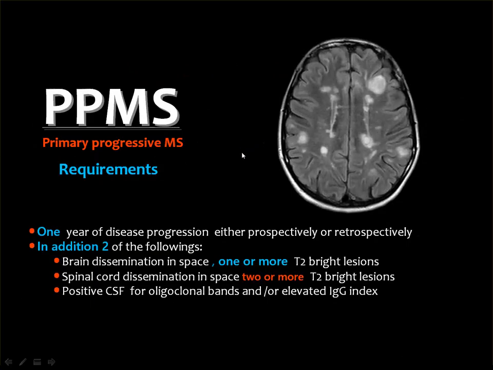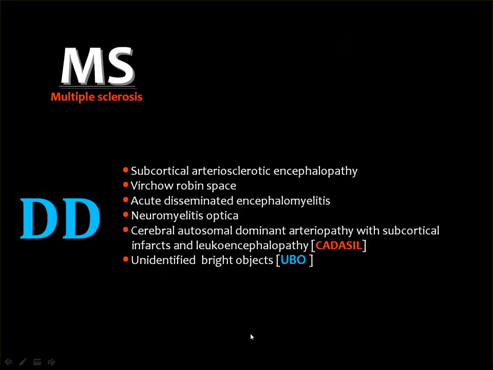Primary progressive MS is a progressive disease which has a rapid course over 1 year. And this will include dissemination in space and dissemination in time. Then the lesions are similar to those of MS, but the progression of the disease is rapid.